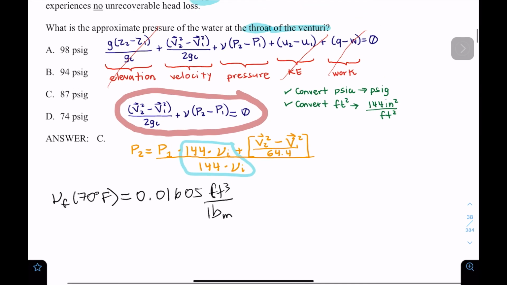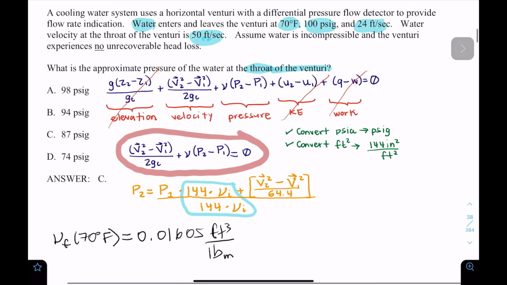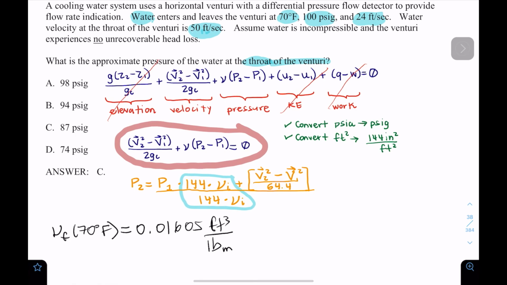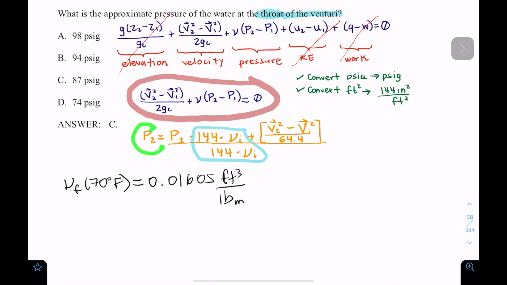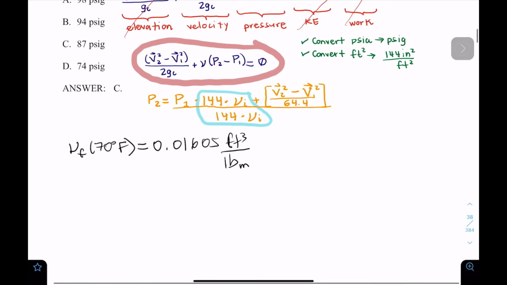The rest of the numbers, I already have them, right? I'm given here the 50. This one is going to be my 50 feet per second. This one is going to be my 24. And this one is my 100, right? And this is the specific volume of the water at 70. So I already have everything I need. You can see it's way easier because now if I plug in all the numbers, I will get my pressure directly, right? So let's plug in the numbers.